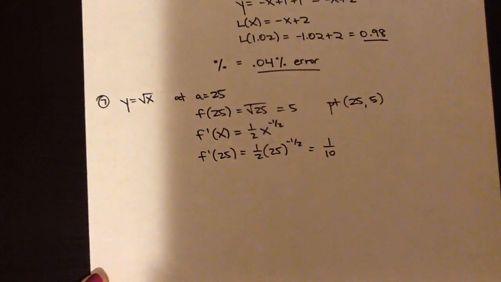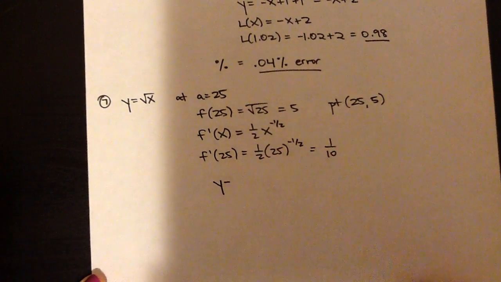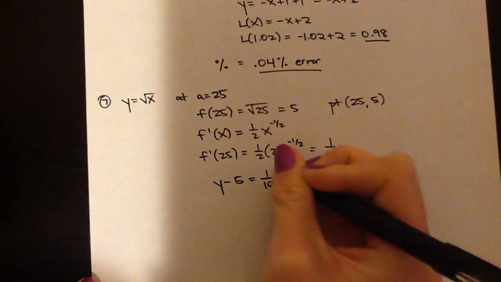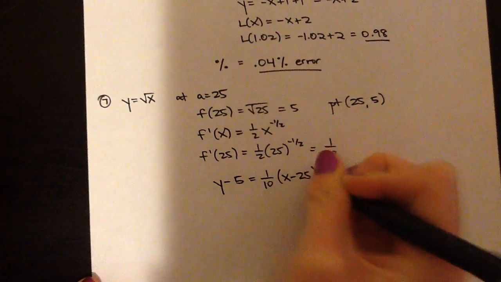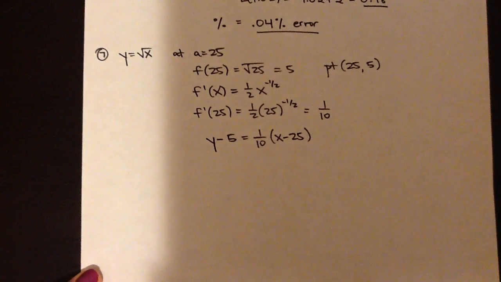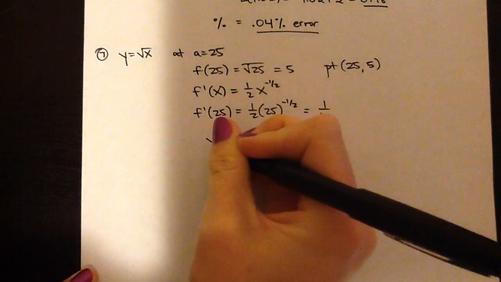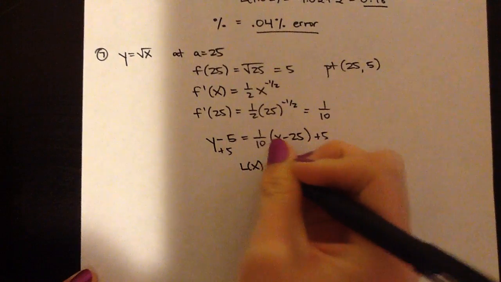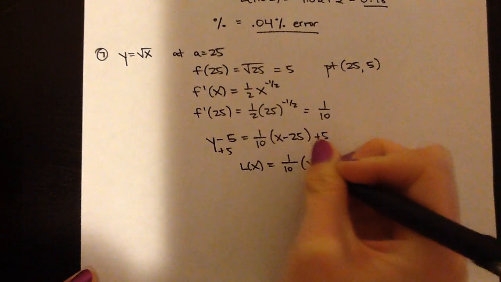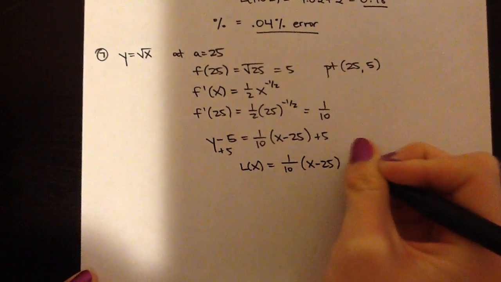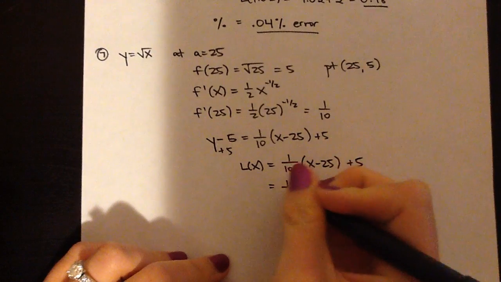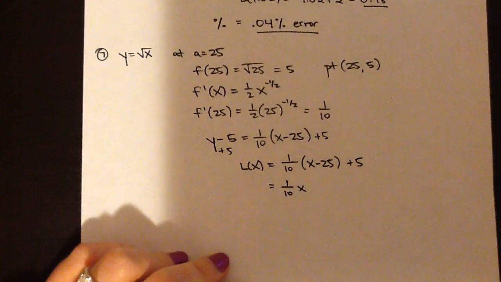Not steep, positive slope. So y minus the y value, which I found to be 5, equals the slope, and then times x minus the x value. Okay, so since we are finding a linearization, we want to get it back into slope-intercept form. So my linearization is 1/10 times the quantity x minus 25, and then plus 5. If you wanted to, you could distribute that 1/10, add the 5. You'd have to combine some like terms. You could do it, of course, if you wanted to. I'm just telling you it's not necessary.